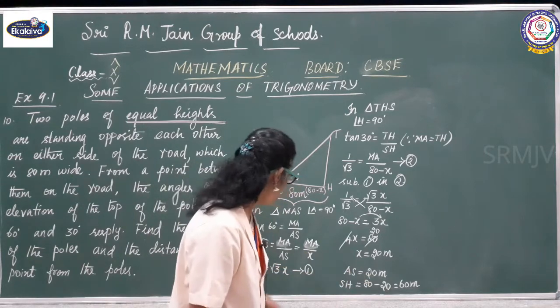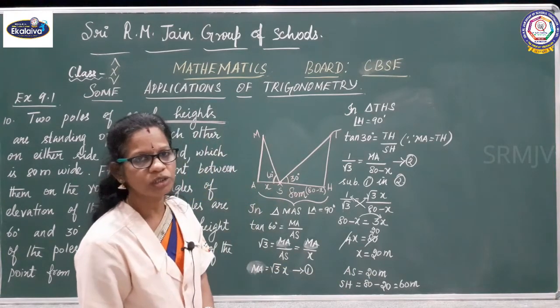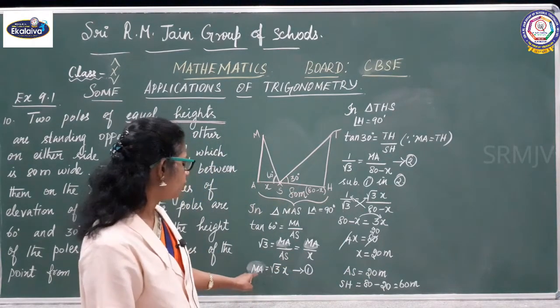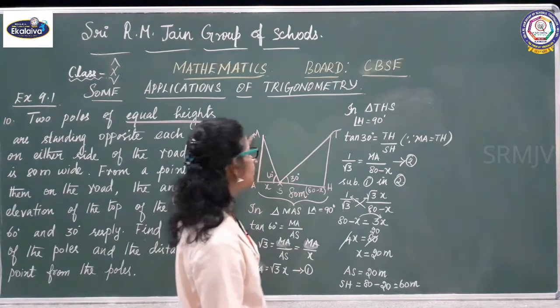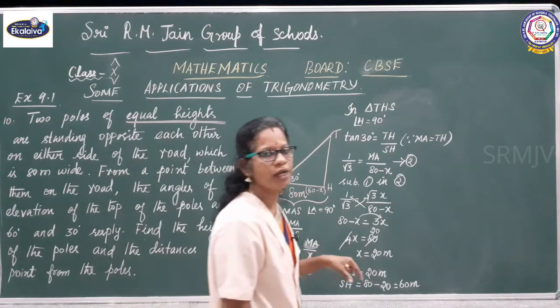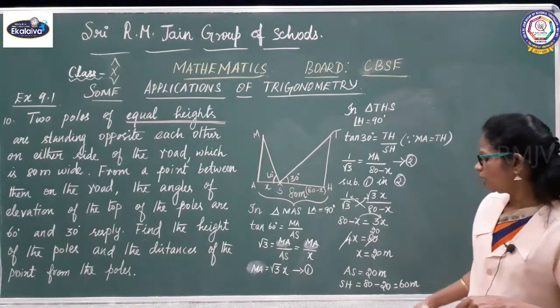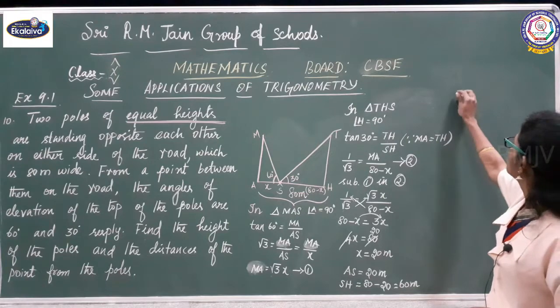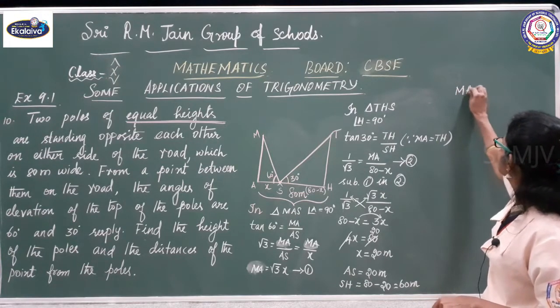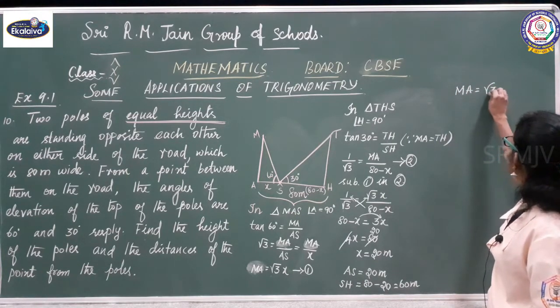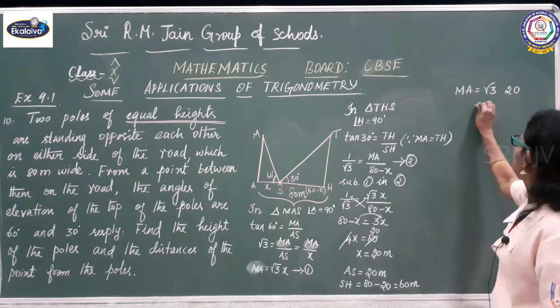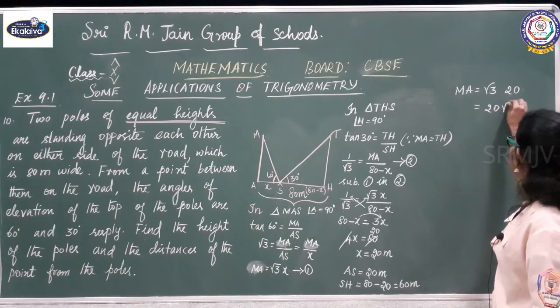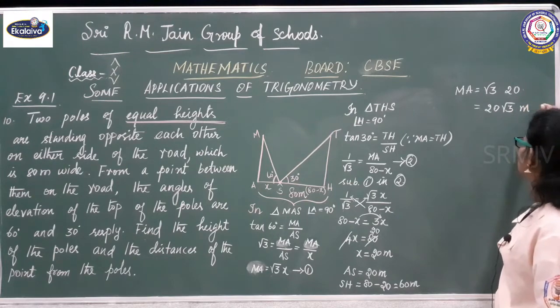X is equal to 20 meter. That means what is your MA? MA is the height of the pole, right? MA is the height of the pole. X is equal to 20 meter. So MA equal to root 3 into 20, which is equal to 20 root 3 meter.